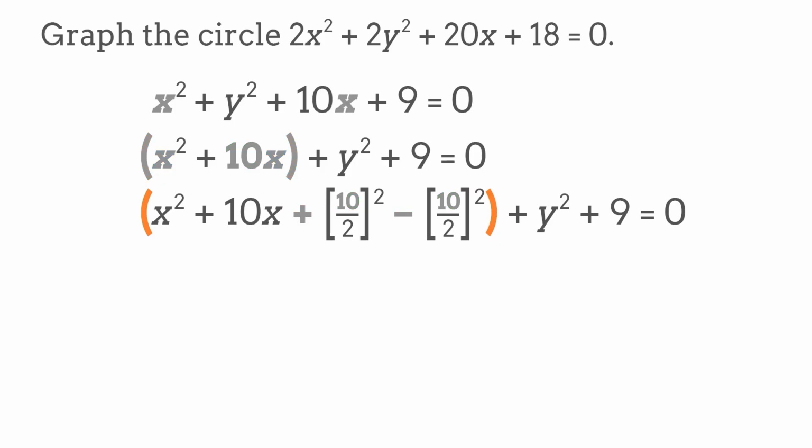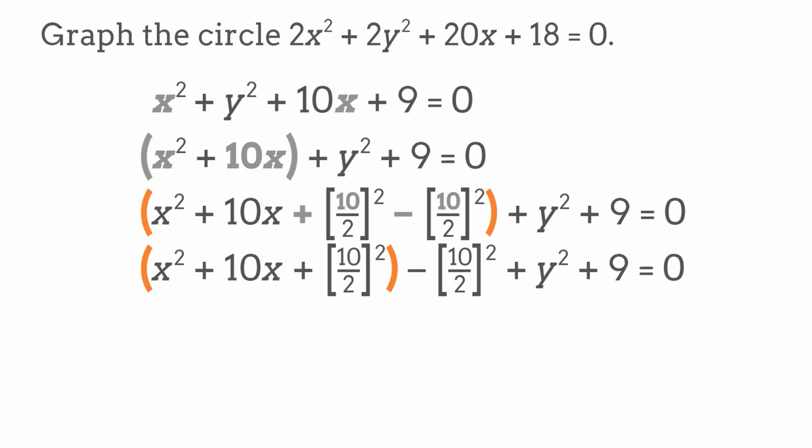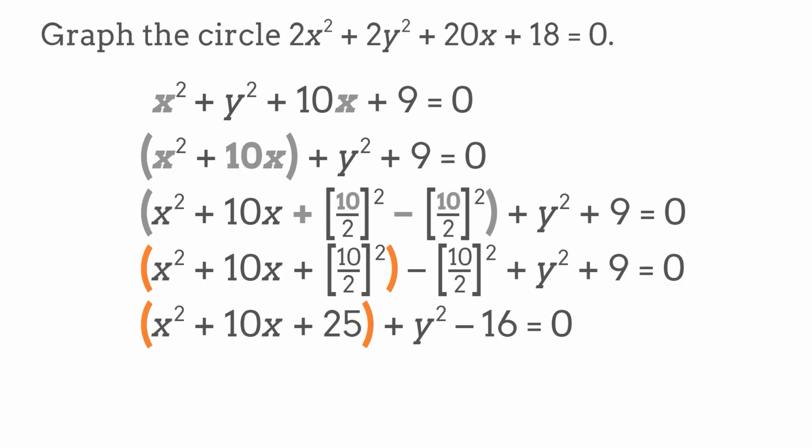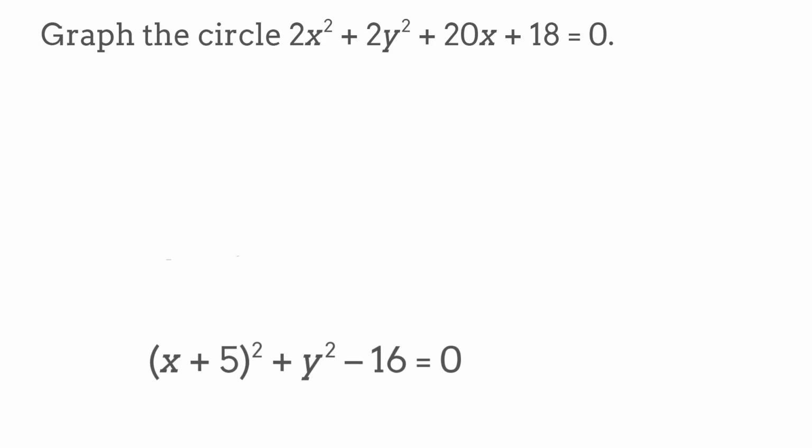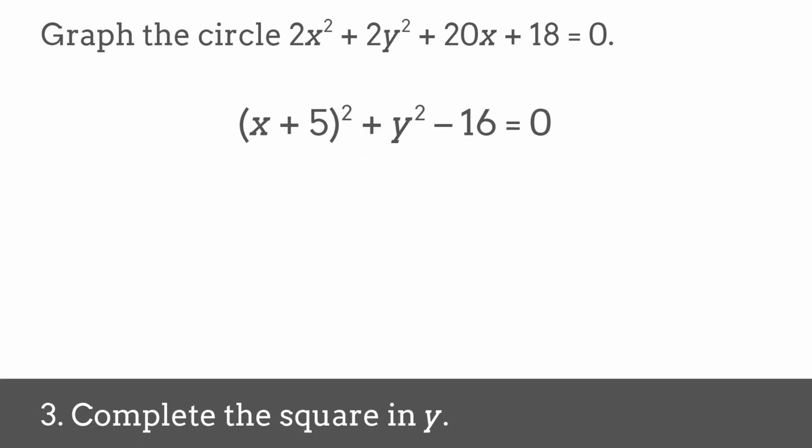Now let's move our parentheses to group only our perfect square. (10 halves) squared is 5 squared, or 25. So inside the parentheses, we have x squared plus 10x plus 25. Outside the parentheses, we simplify to get y squared minus 16. And finally, we can factor the perfect square. (x plus 5) squared plus y squared minus 16 equals 0. Let's move that up and move on to step 3.